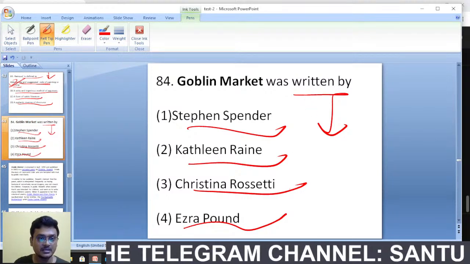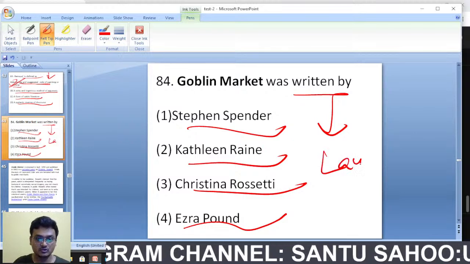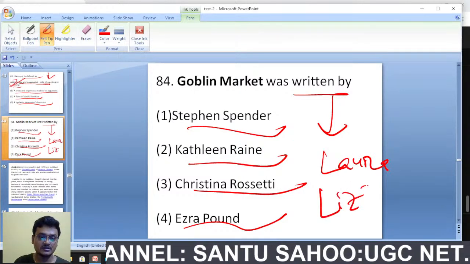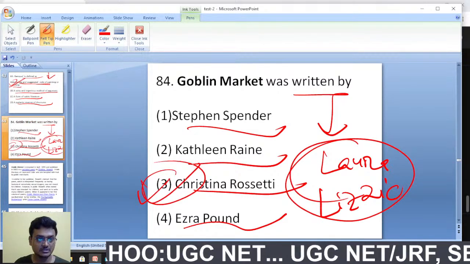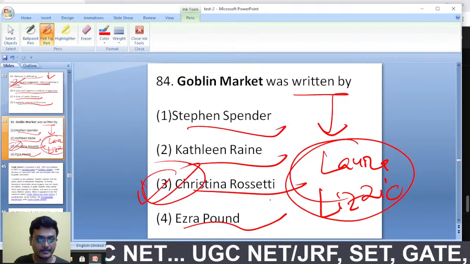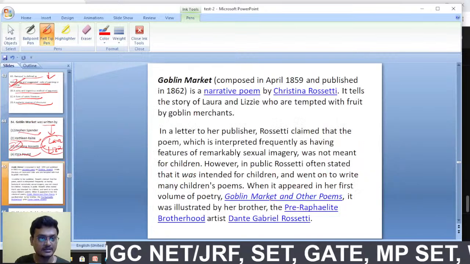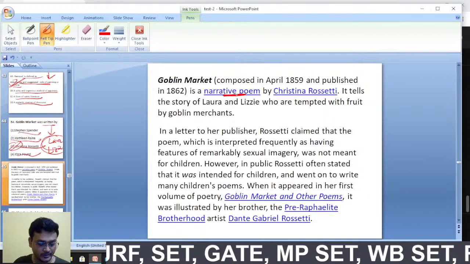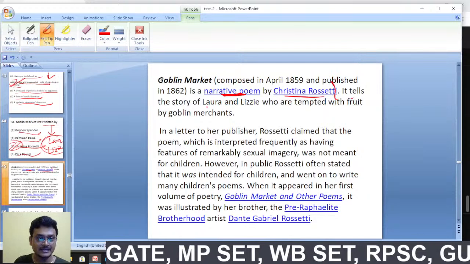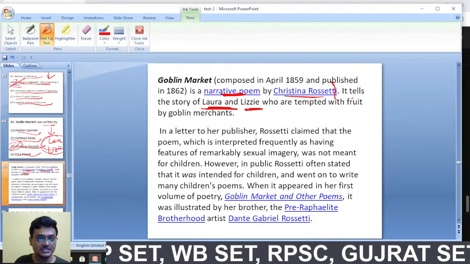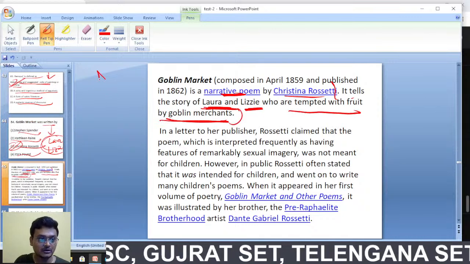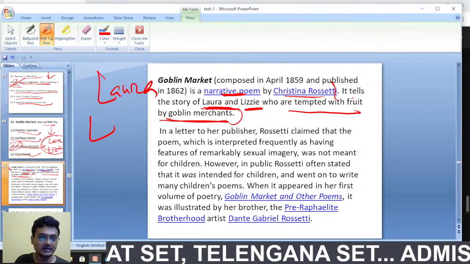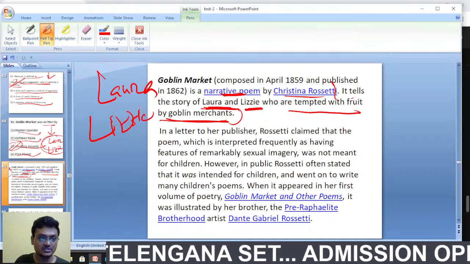Christina Rossetti, exactly. Dealing with Laura and Lizzie, the two sisters. Everyone right. Goblin Market is a narrative poem by Christina Rossetti. It tells the story of Laura and Lizzie, who are tempted with the fruit by goblin merchants. Remember, Laura and Lizzie, they are the two sisters.